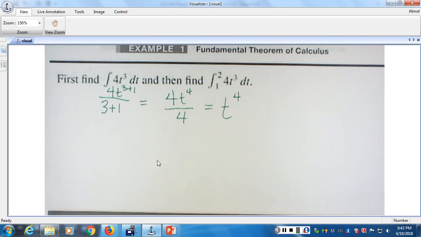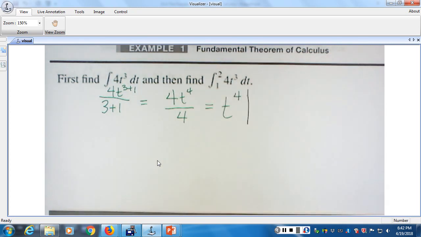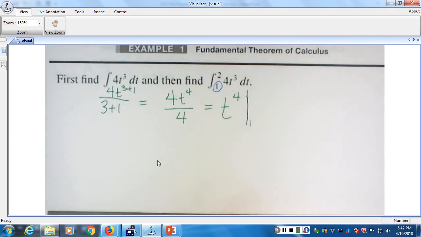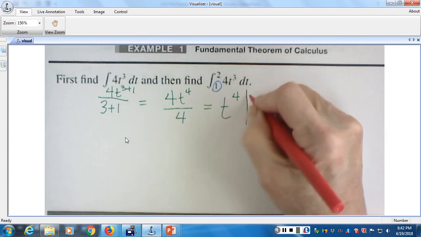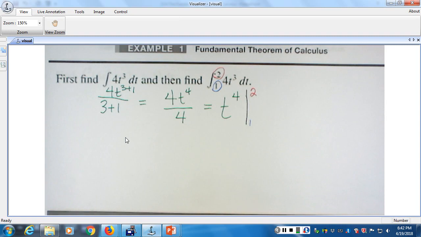And the limits of integration are these two numbers, 1 and 2. Those are called your limits of integration. Okay?